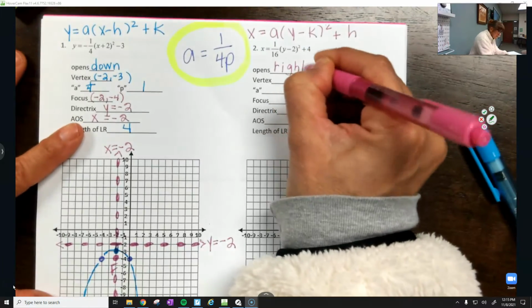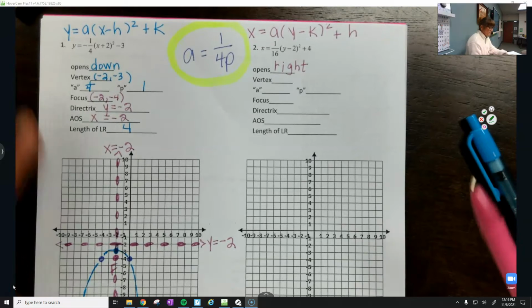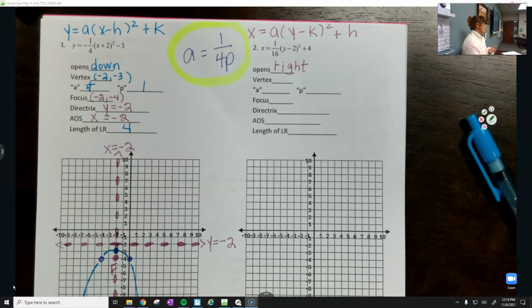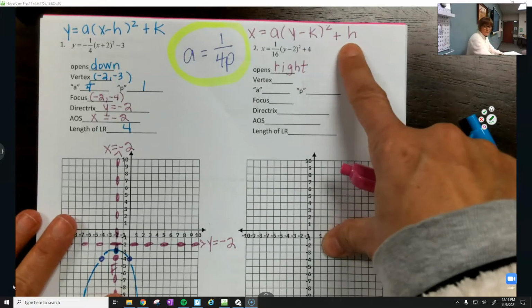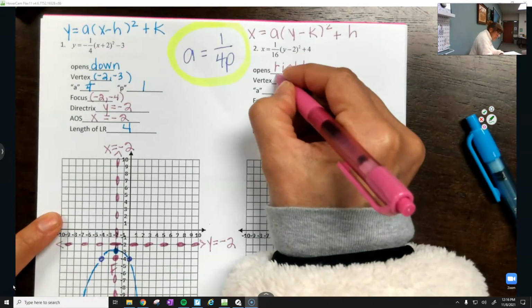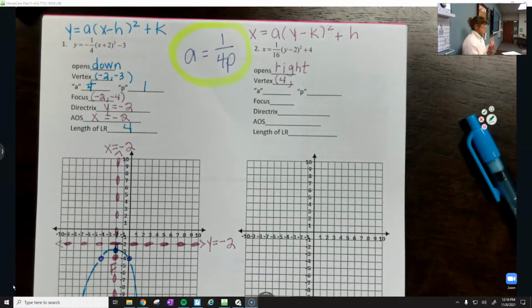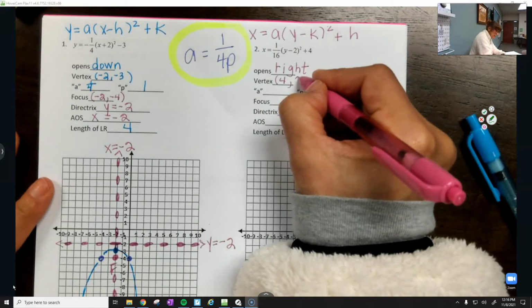It opens to the right because the A value is positive. The vertex, be careful because the numbers switched. It's still HK, but remember, H is at the end now. So we're going to write 4, comma, not -2, +2, because it's inside the parentheses.